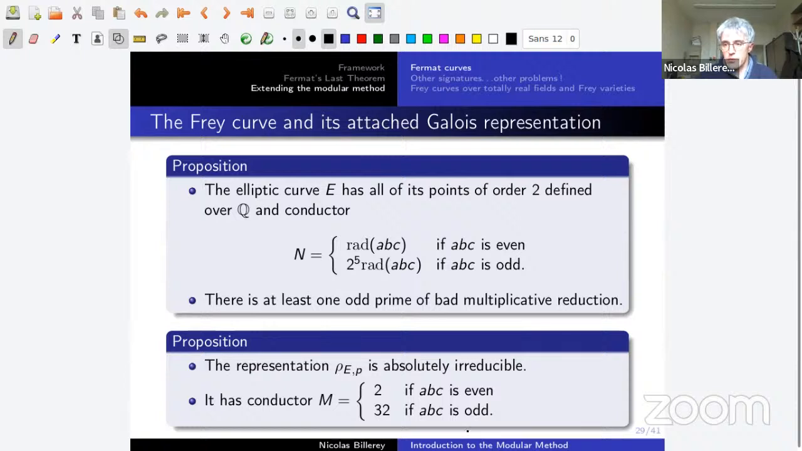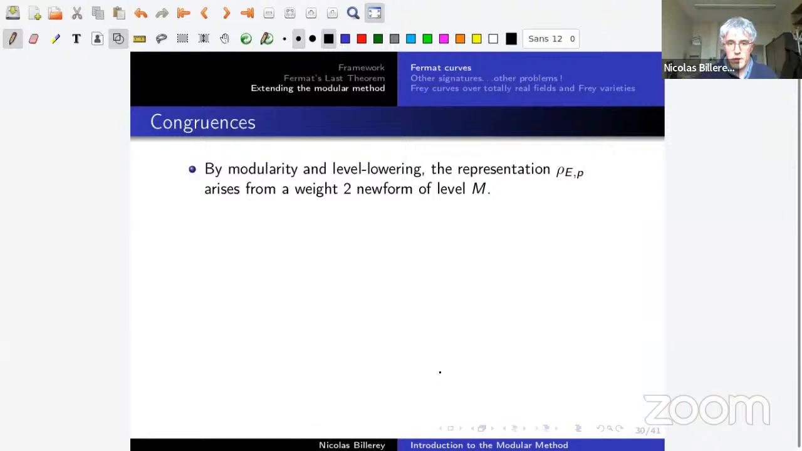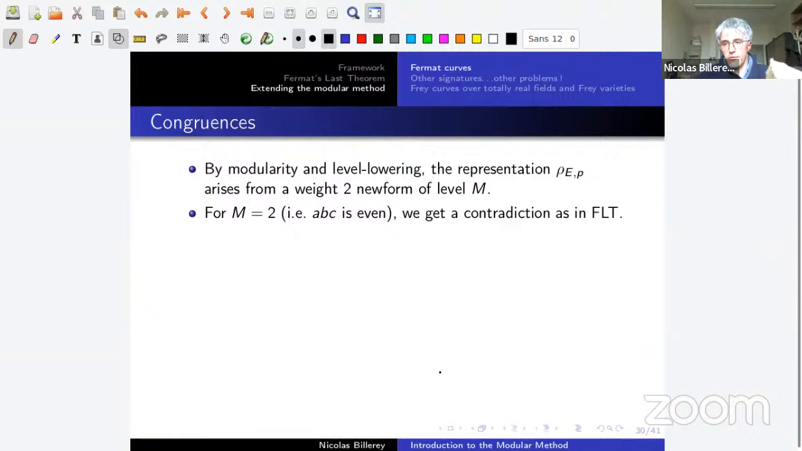So this is what I mean when I say that the level of that representation is almost independent of the solution. That means that it belongs to a finite list of possible integers. So in that specific case, it's either 2 or 32. So now we are facing the problem of contradicting the congruences that you've seen before. If M is 2, we get a contradiction immediately, as in Fermat's theorem, because there is no newform of weight 2 and level 2.